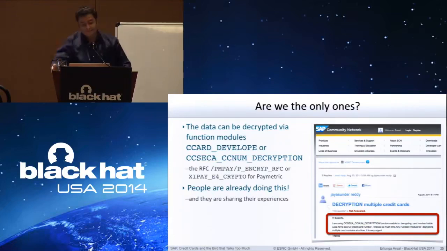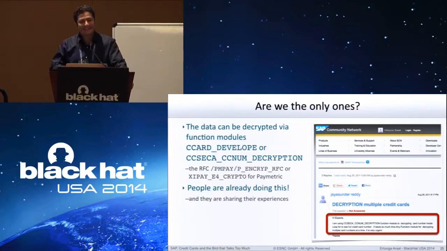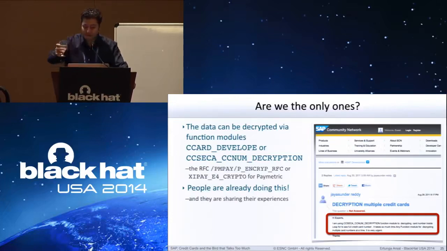So I don't know what happened afterwards, and I don't know what was the urgency to decrypt credit card numbers in a row, but I don't know. I mean, it's the SAP Community Network. You find all sorts of weird things there. Creepy, right?